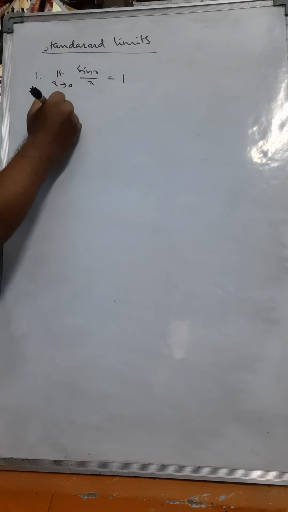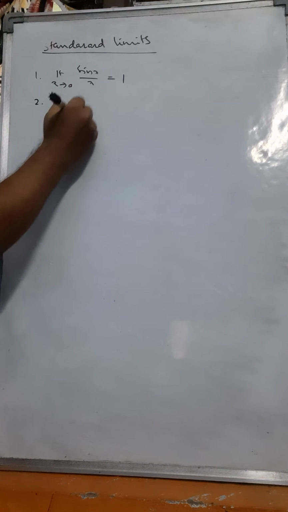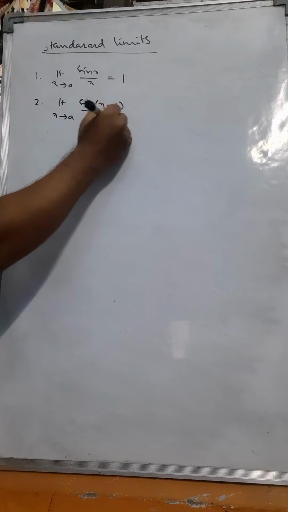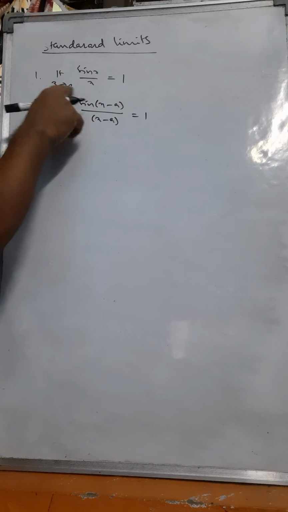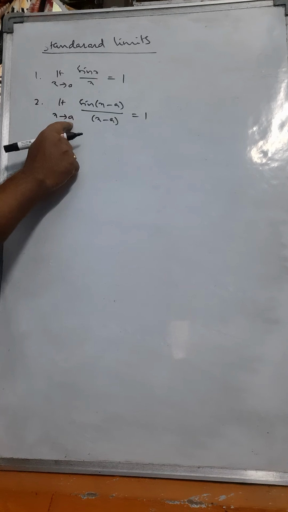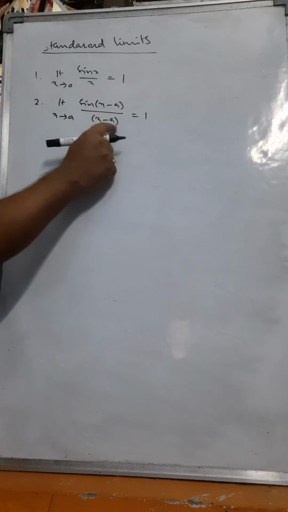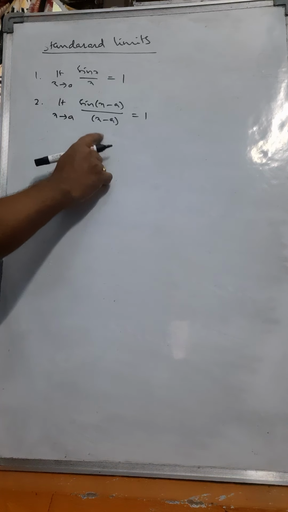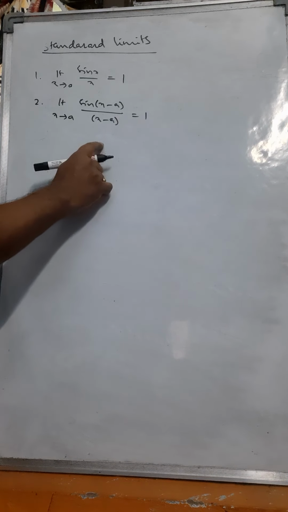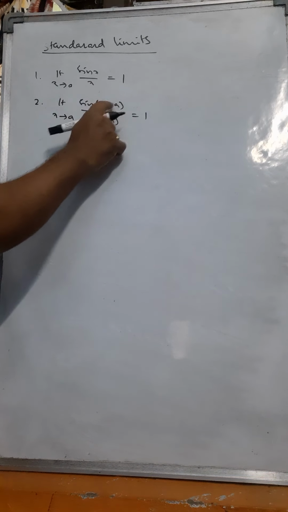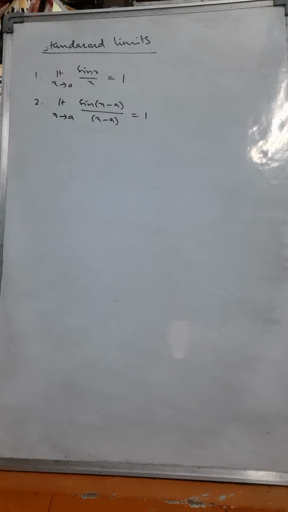Second one: limit x tends to a, sin(x minus a) by (x minus a) is equal to 1. If you take x minus a equal to theta, then theta tends to 0, and the limit as theta tends to 0 of sin theta by theta is equal to 1.